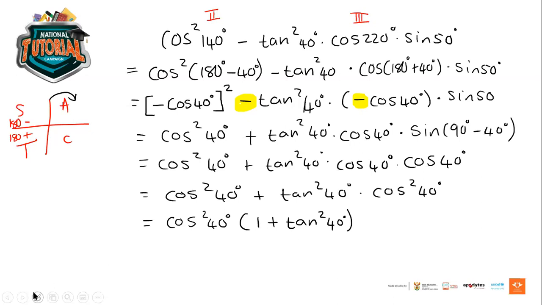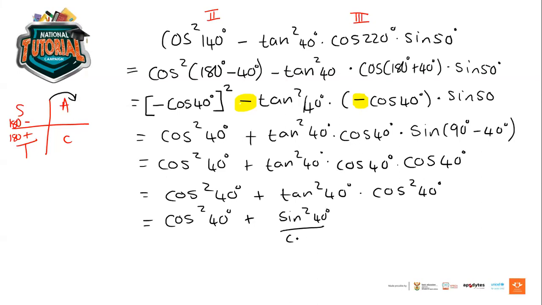I'm actually not going to simplify it like that. What I'm going to do in this previous step, because we can actually simplify our answer a little bit further. If you're remembering your identities, tan is sine over cos. So instead of factorizing, I'm going to write this as sine squared 40 over cos squared 40. So that's your tan identity coming into it. And that is going to allow me to simplify even further.